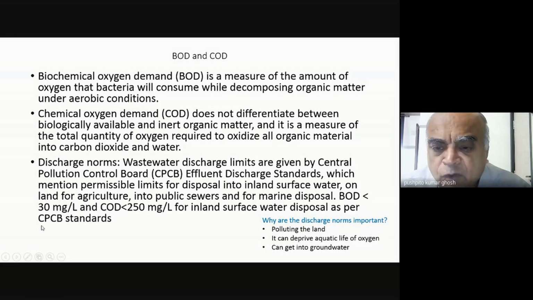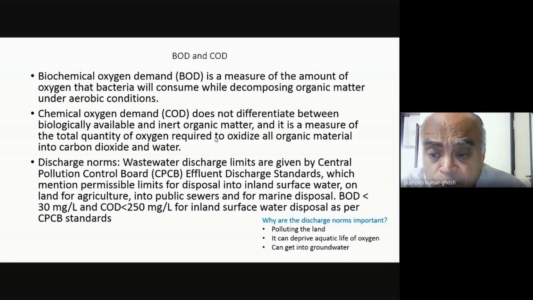The reason why these things are so critical is that, obviously, I can go and pollute the land, because some of the water can percolate and it can go and contaminate my groundwater, some of these effluents. Okay, so there would be a toxicity sometimes associated with these organics, which can cause a problem. It can even get into the food chain.